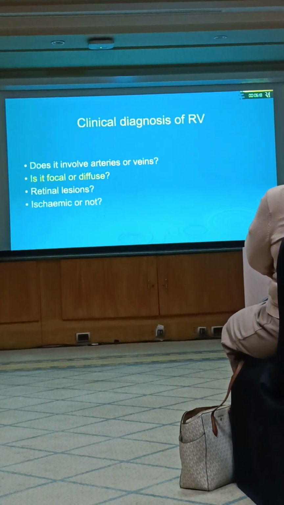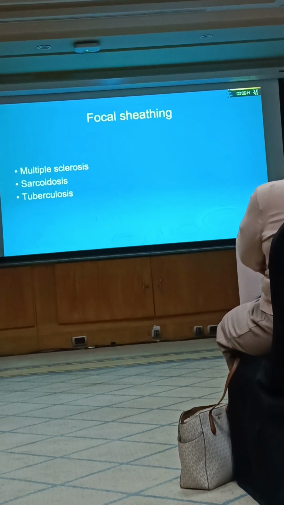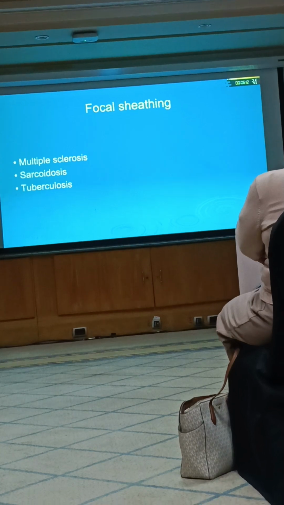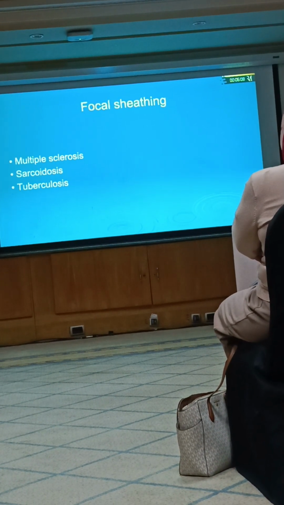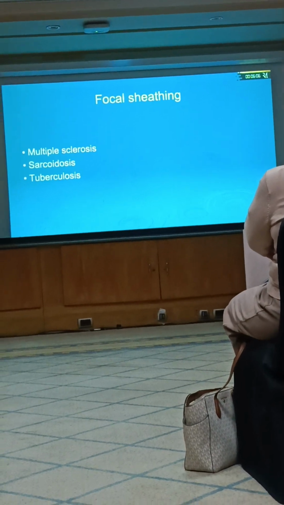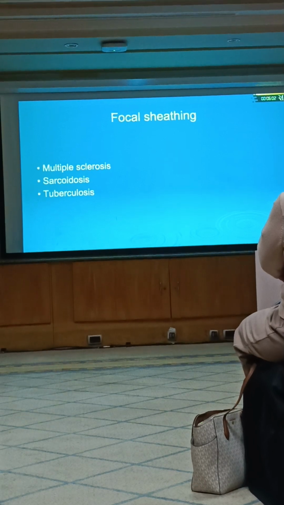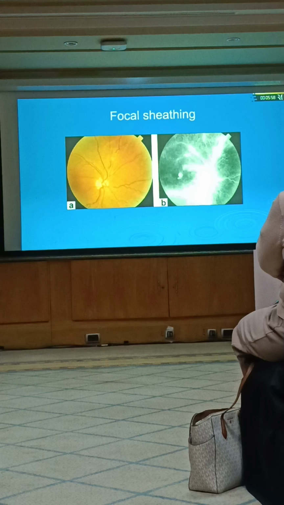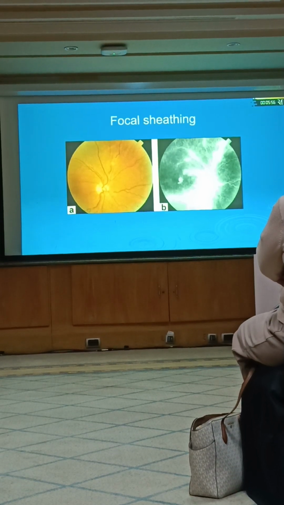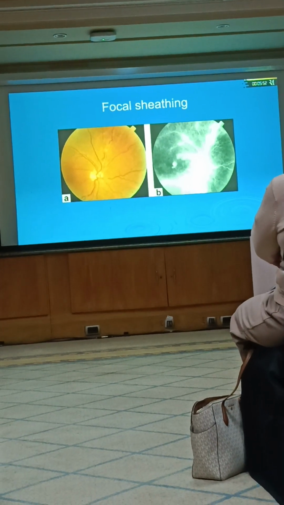The second question is: is it focal or diffuse? Focal sheathing is associated with MS, sarcoidosis, and TB. So if you did the fluorescein angiography and you find focal sheathing, you should think of these three entities. This is the case in fluorescein angiography, and in the fundus picture, you can see here the sheathing is focal, just focal, it is not diffuse sheathing, and the fluorescein angiogram is also clear.